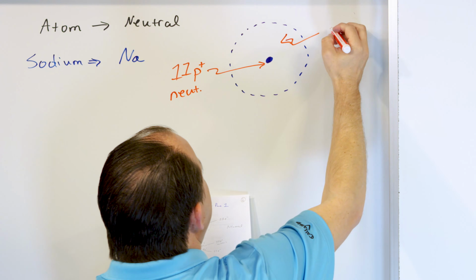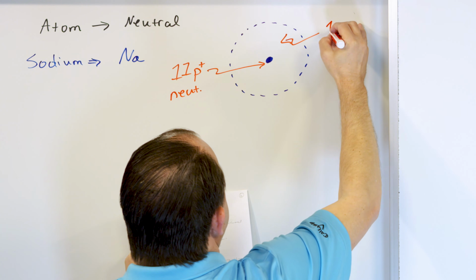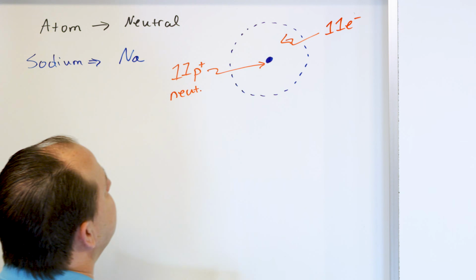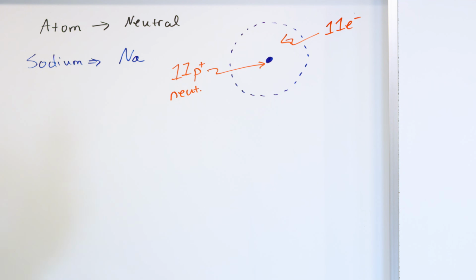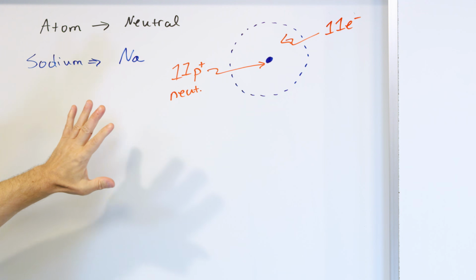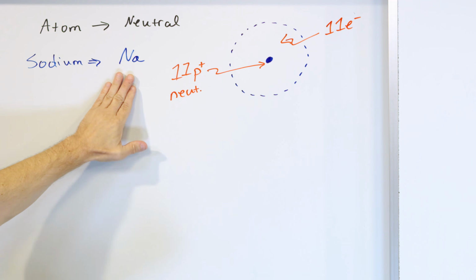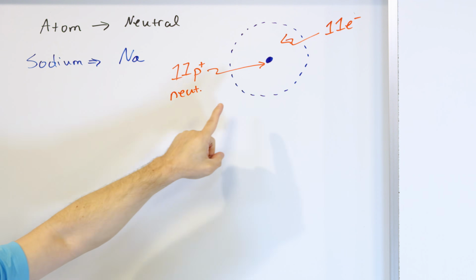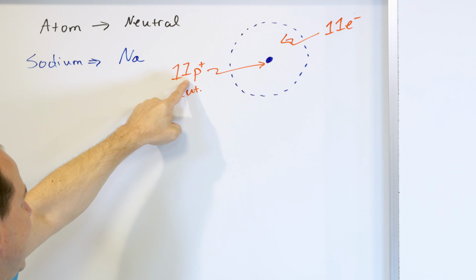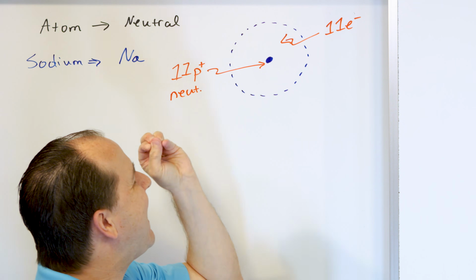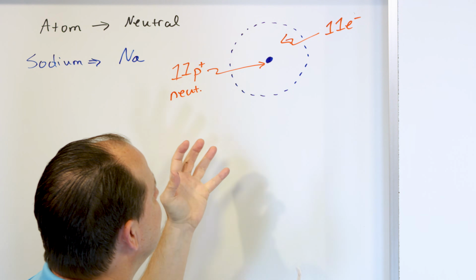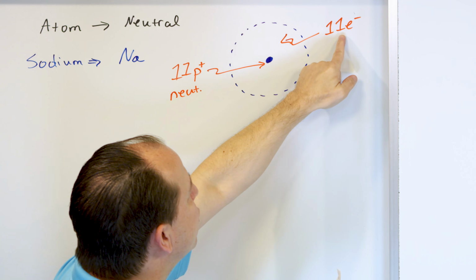We know that there has to be 11 electrons. How do we know there has to be 11 electrons? Because if you have a neutral atom of sodium, I haven't made an ion, I'm just talking about a neutral atom of pure sodium, the periodic table tells us it has to have 11 protons, and in order for the atom to be balanced electrically, it has to have an equal number of electrons.